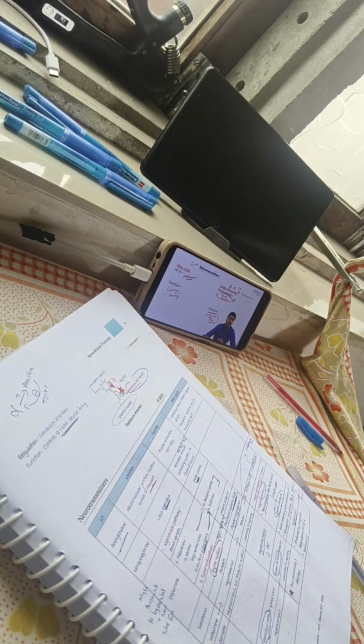So neurotransmitters, a very, very critical topic, particularly in physiology and psychiatry. So many disorders involve these neurotransmitters. So please do revise this, guys.